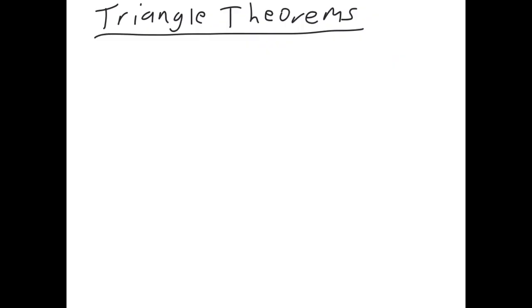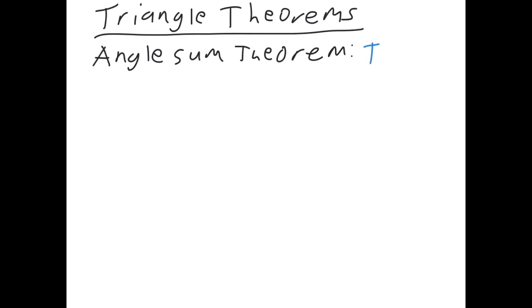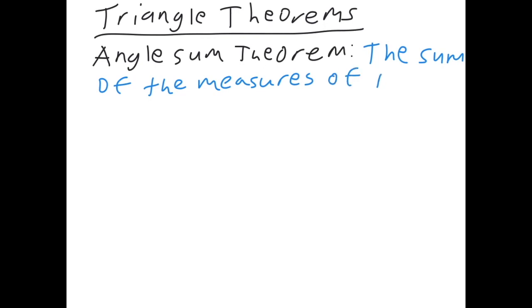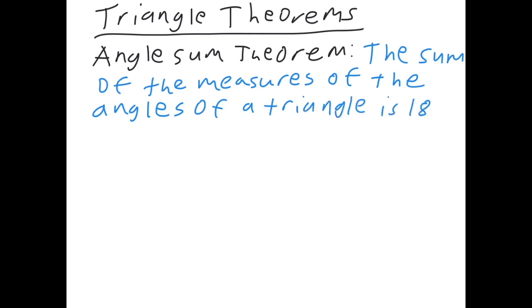Let's get started. Now we're going to talk about some theorems about triangles. First, the angle sum theorem. The angle sum theorem says the sum of the measures of the angles of a triangle is 180 degrees.